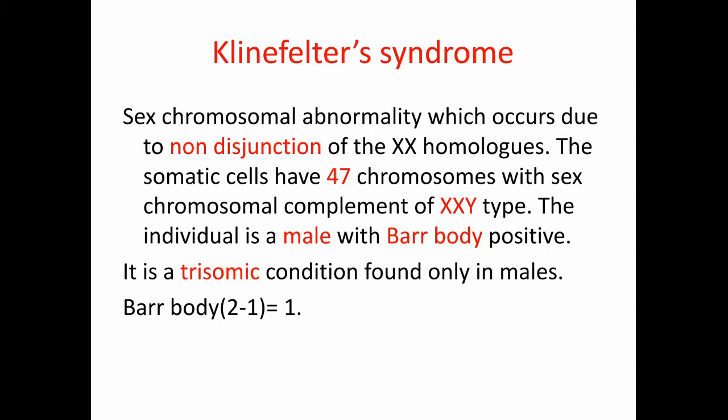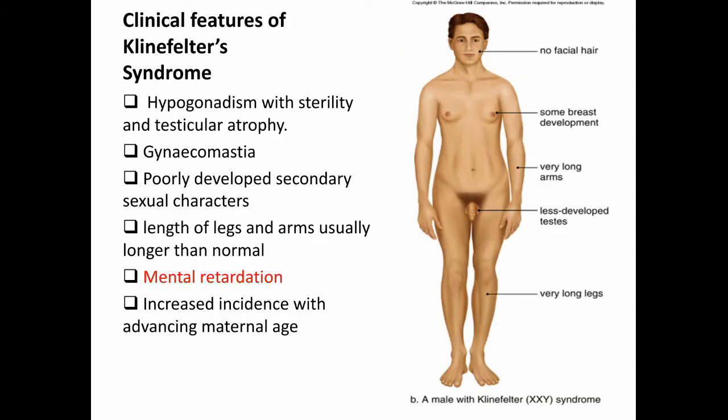Then Barr body, you can calculate that there are 2 X chromosomes, so 2 minus 1, that means it is a Barr body positive male. Okay, then obviously it is a trisomic condition because it is XXY, it is not XY or XX. Okay, and the number of chromosomes is also definitely 47 and not 46, because one sex chromosome is more which should not have been present. So for Klinefelter, you just remember XXY, that will do. All the rest of the other problems, whether it is trisomic or male or 47 chromosomes, all will be clear to you. Okay, so next we will see clinical features.